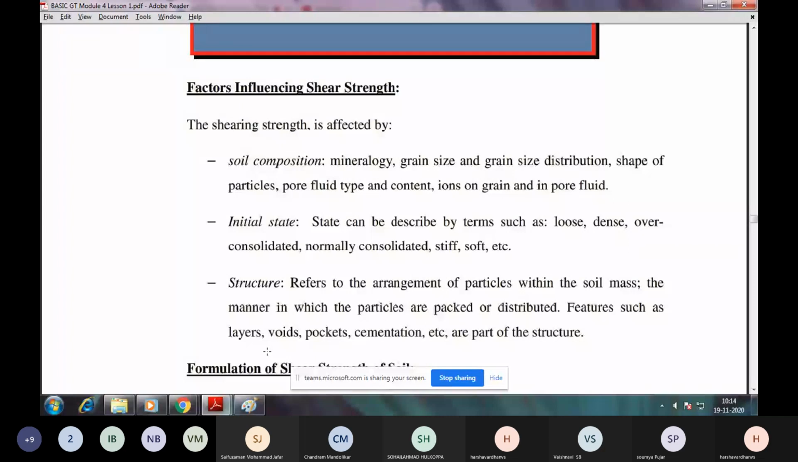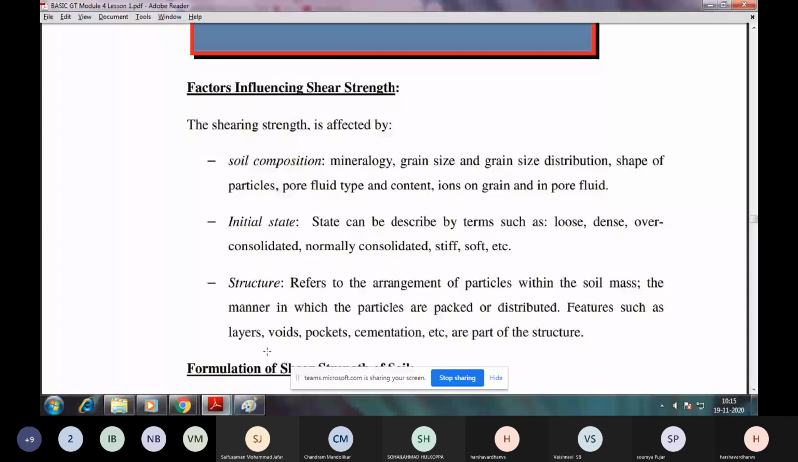The next group is initial state. The state of a soil can be described by various parameters such as loose soil, dense soil, or whether it is over consolidated soil, normally consolidated soil, whether it is a stiff soil, soft soil, etc. So state of the soil also comes into play when it comes to shear strength of the soil.